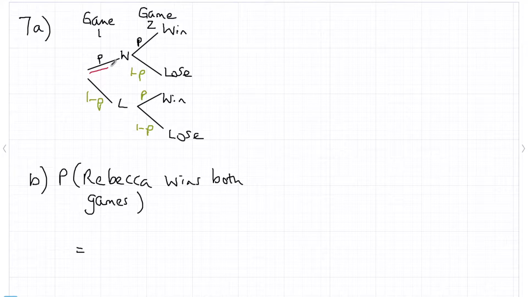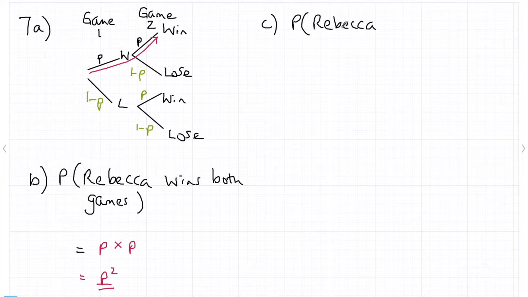So that's going to be my red line that I'm going to draw in a minute. The red path there. So it's P times P, which is P squared. Part C, you have to find the probability that she wins exactly once.